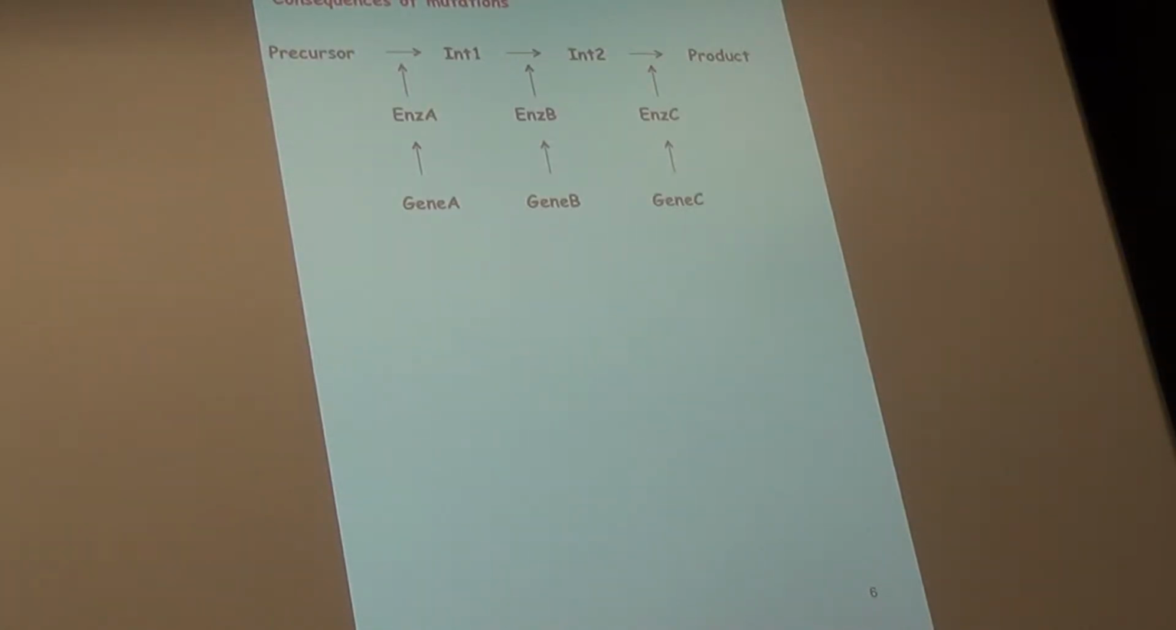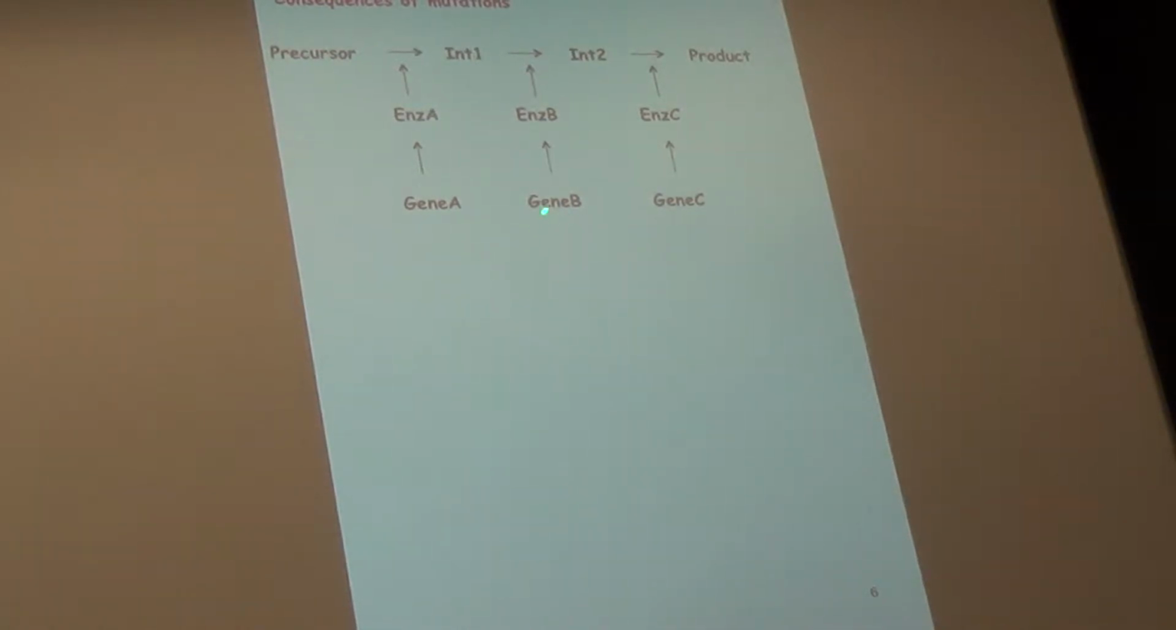So what happens if you have a mutation in these enzymes? A mutation is something that disrupts the enzyme function. So if you have a mutation in gene A, would you make product? Yes or no? No. The reason, if you have a mutation, this enzyme would not be made. If this enzyme is not made, this precursor cannot be converted into intermediate 1. If you can't convert this into intermediate 1, you're not going to be able to make a product. So, mutation in gene A, no product.